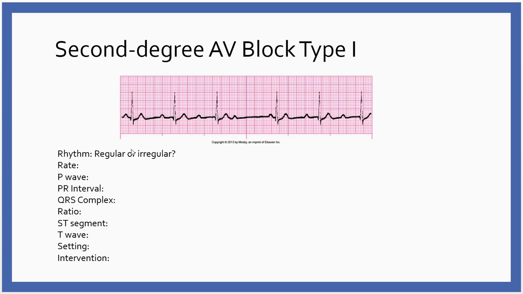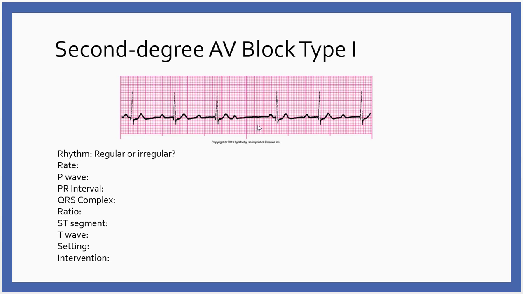Now when I start looking at PR intervals, I notice something. My PR interval on this first one looks like it's about a 0.20. But PR intervals should be consistent. And when I check this one, my PR interval is longer, about a 0.28. The PR interval on this one is longer still, about a 0.40, maybe a little longer. So I went from a 0.20 to 0.28 to 0.40, and then I have my blocked P.